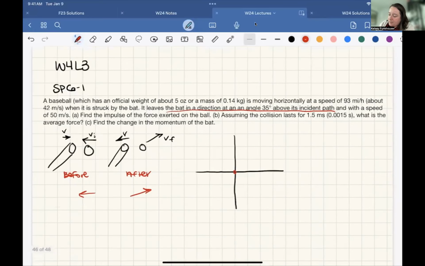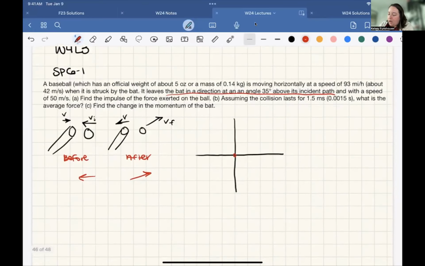So because we're saying that the ball is moving to the left initially, its initial momentum points to the left, just horizontally. So this is the initial momentum, and it's just for the ball. And then, so this is the incident path, is the x-axis. And so the ball leaves the bat at 35 degrees above the incident path. And we also know that it must be pointing to the right.